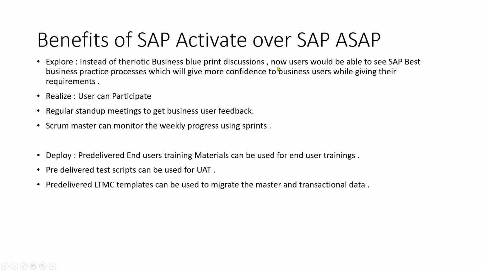See, this is how it is. Now, is it fitting your requirement? Yes. Okay, freeze it. Is it not fitting your requirement? Okay, provide us your requirement. That's it. So that will give more confidence to the business users. Correct? And in the realization phase, users can participate. What does it mean? In the ASAP methodology, as I said, until the FUT phase, they cannot see anything in the system, right? There will be no chance even for us to show them what exactly is there in the system.